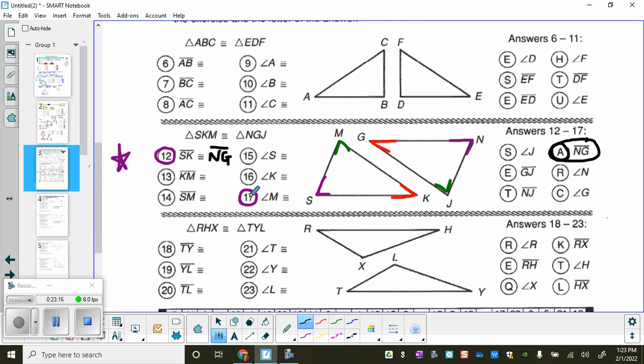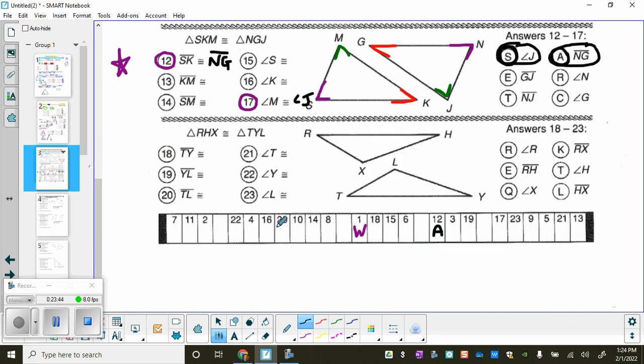All right, I mentioned that I would do another one. Let's look at number 17 here. It wants to know what angle is the same as angle M. So M is the last one, so J is the last one, so angle J. So over here, I'm looking for the answer. I see angle J right here is my answer. So since I matched it up, I now know what letter to fill in for the puzzle. It's going to be this letter S. So number 17 matches letter S. So I'm going to find 17. Here it is.